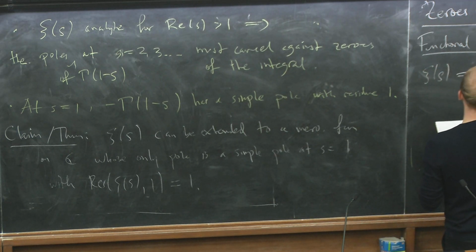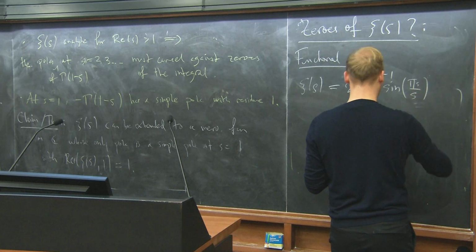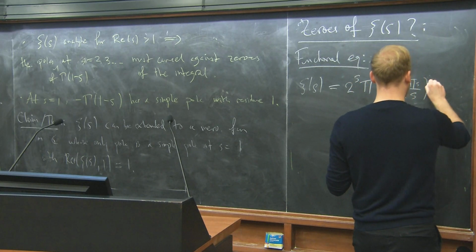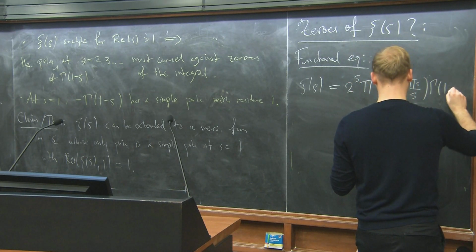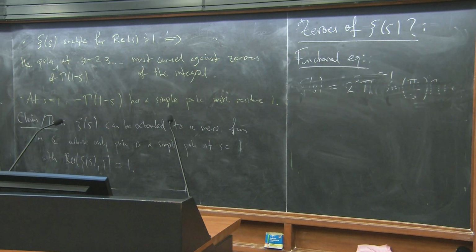And I'm sorry if I am hurrying now because the time is up and we do want to have lunch. Sine of pi s over s, gamma of 1 minus s. Sorry, I'll have to write this over here. I need some more space. Just forget that.